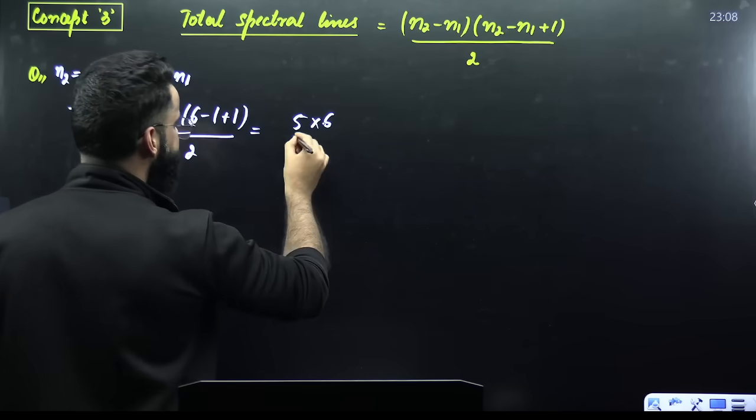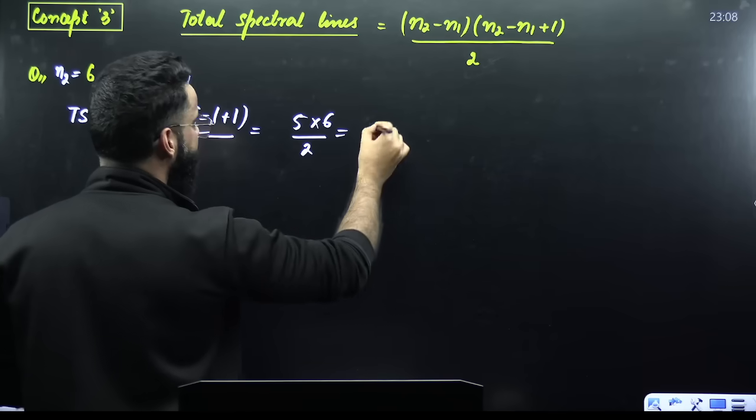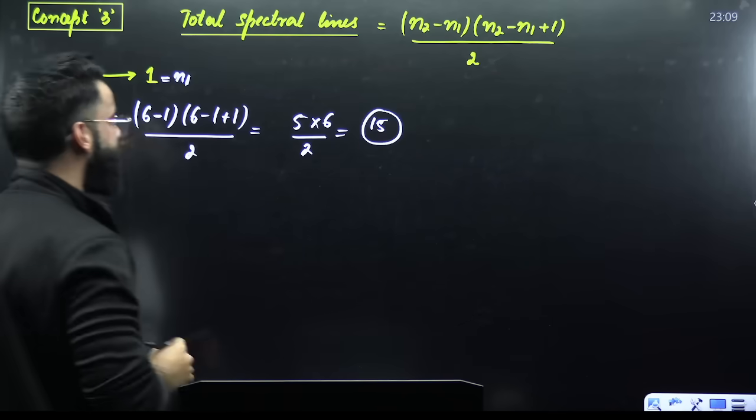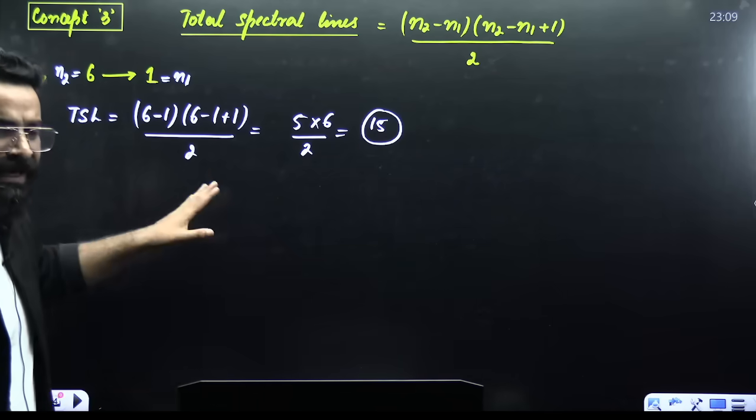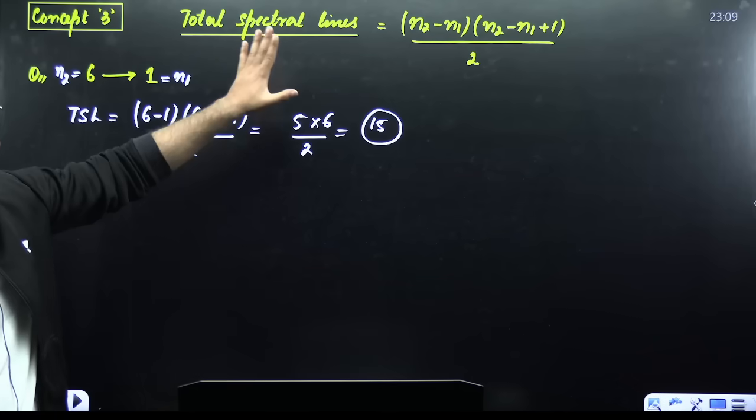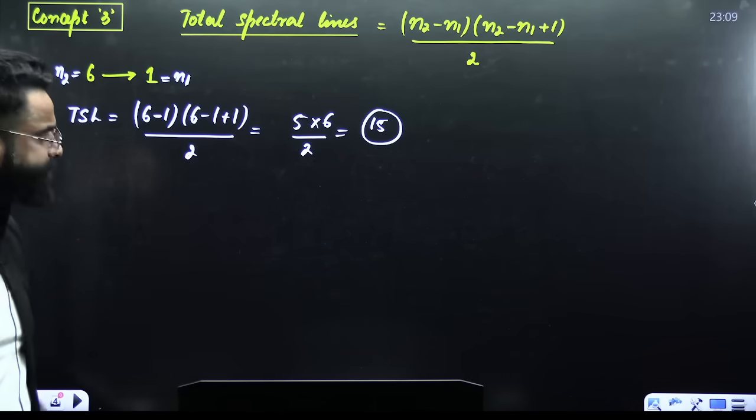And this is going to be 6 divided by 2. So 6 5s are 30, 30 divided by 2 is 15. So in total, I must say 15 spectral lines are obtained in this particular case. Just a formula-based question, that's all, right?